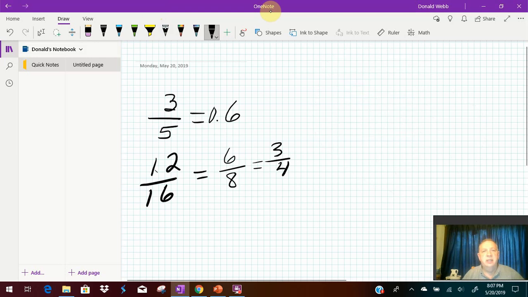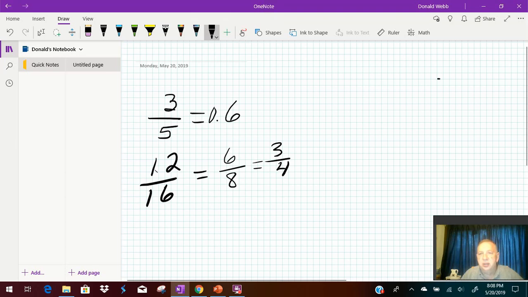Delete. Make a mistake. I want to divide 3 by 4. Make this a little straighter. Hold on. Try to do a little better job of keeping mine straight.